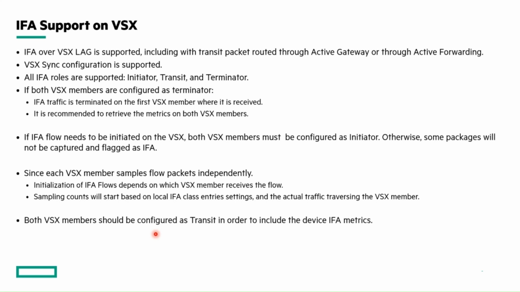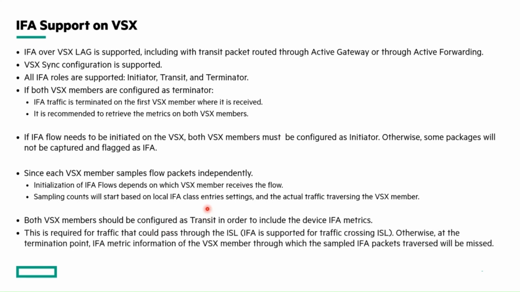Both VSX members should be configured as transit in order to include the device IFA metrics. This is required for traffic that could pass through the ISL, considering that IFA is supported for traffic crossing the inter-switch link. Otherwise, at the termination point, the IFA metrics information on the VSX member through which the sample packets traversed will be missed.